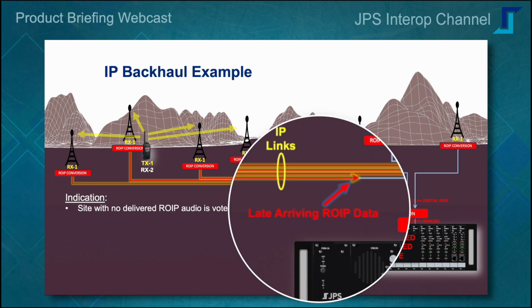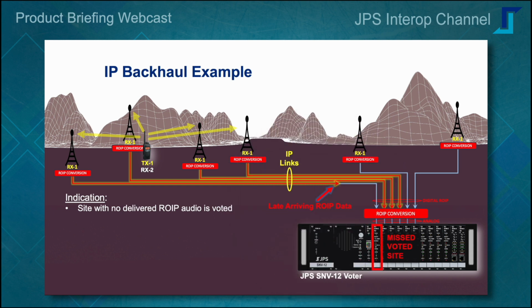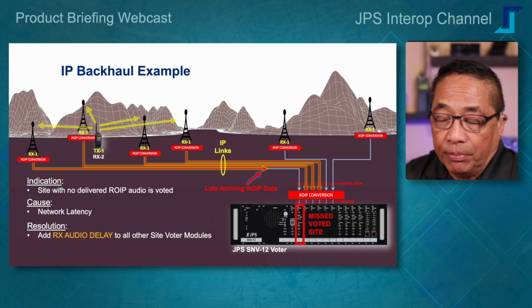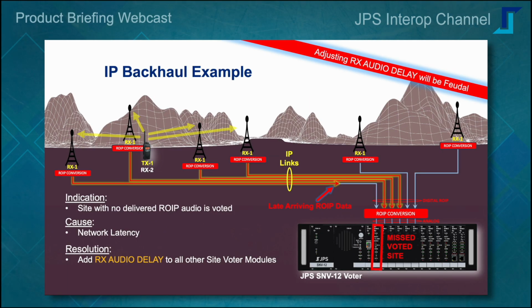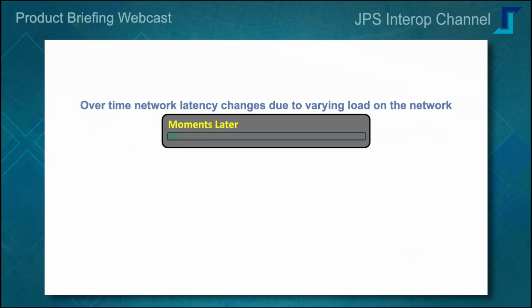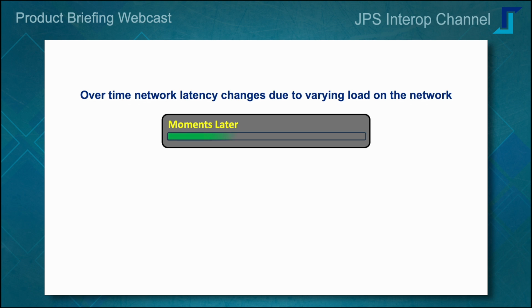Again, the symptoms would be the echoing or the loss of the first few syllables, and that is due to network latency, propagation delay or process delay. The resolution would be the same as an analog backhaul link: we would adjust the receive audio delay and be on our way. So over time, and this could be just a few minutes, an hour, or through the course of a day or several days, the network begins to load and saturate in different ways. This is what we call latency. Over time, we call that jitter.